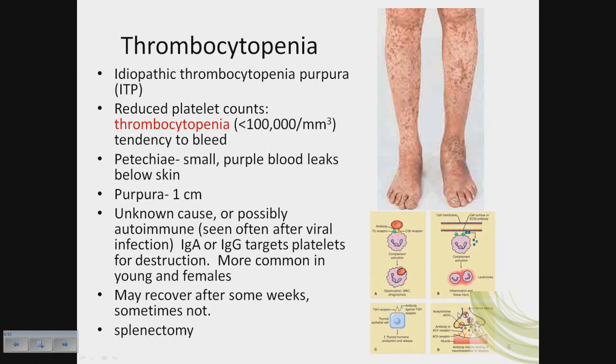So it can be an autoimmune disorder. It can be seen after a viral infection, or it can result because of IgAs or IgGs targeting the platelets due to a drug reaction. This may spontaneously recover if the drug is stopped being used, or once the viral infection is cleared, but sometimes not. And if it's not self-resolved, then we can do a splenectomy on the person.